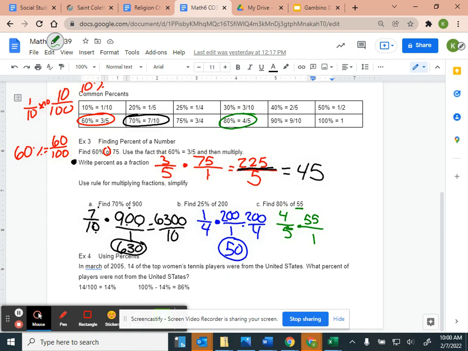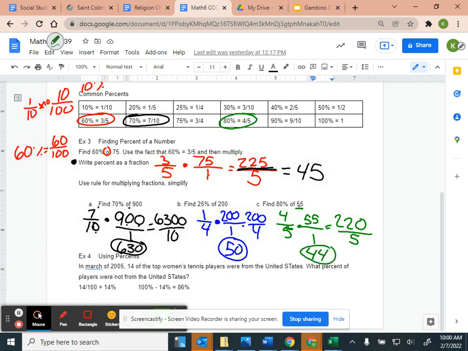Landon? So then I have to times 5 times 1. So 220 fifths. Aiden, what would that be? 44 is really close to 55.